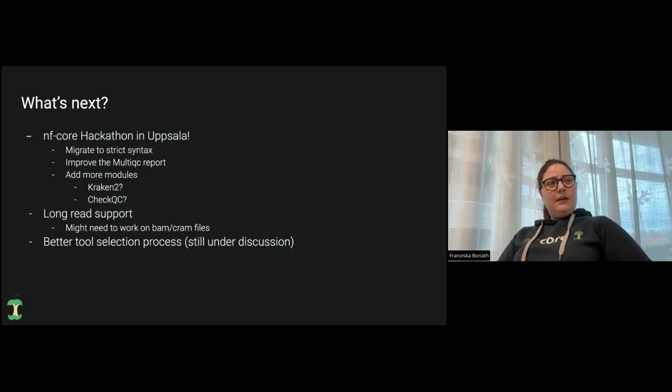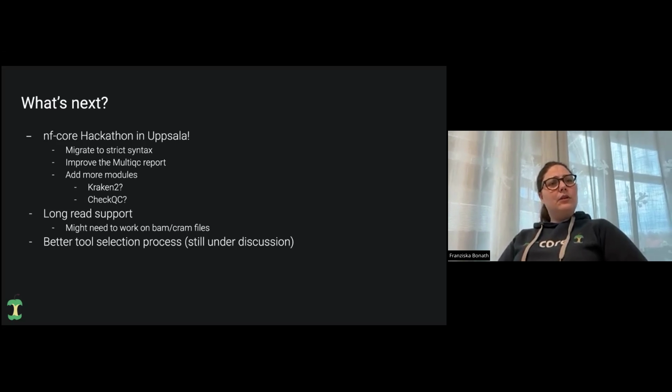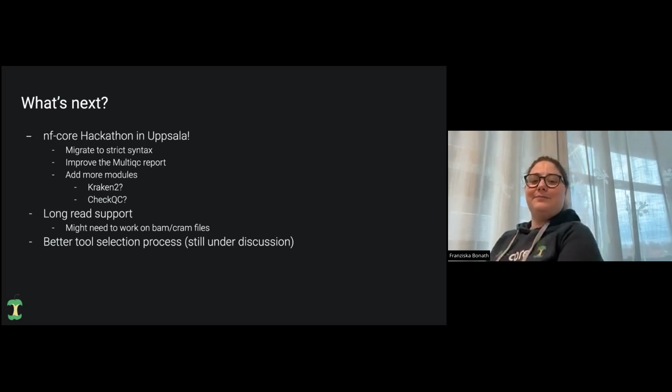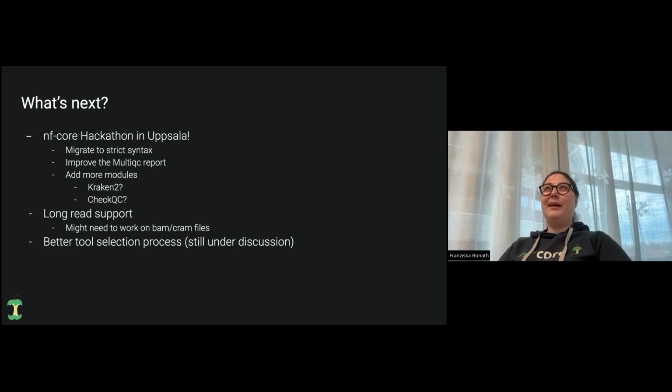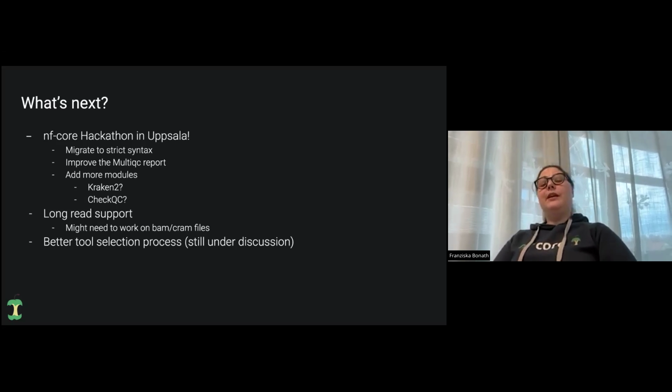Also, I think 2 hackathons ago, there was an effort to make this pipeline work on BAM files so that we can have long read support. Originally, I was not too much a fan of it, but then I heard that PacBio is using only BAM as output files, and I think by now ONT is moving in the same direction. So if we want to have long read support, we probably have to have an input for BAM files as well.